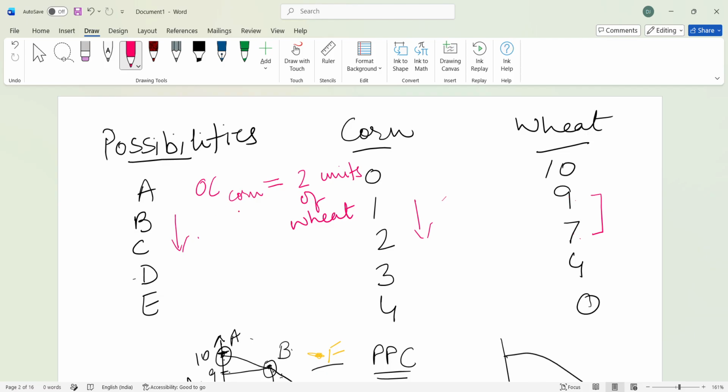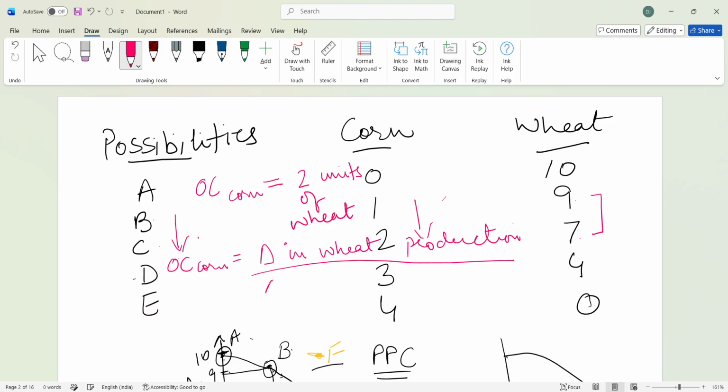Do you understand? So what is the opportunity cost? Opportunity cost is something that you are giving up or sacrificing. So here you are sacrificing 2 units of wheat in order to get something else, in order to get 1 unit of corn. So that becomes your opportunity cost of corn, right? Understand this concept. This is very, very important. That's what your opportunity cost of corn is from moving from point B to point C. All right. So basically, in general terms, I can write that the opportunity cost of corn will be equal to the change in wheat production divided by the change in corn production.